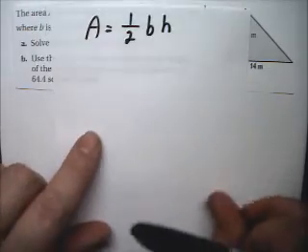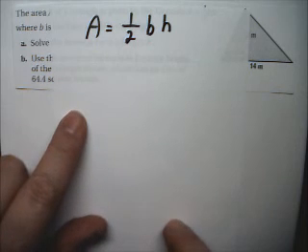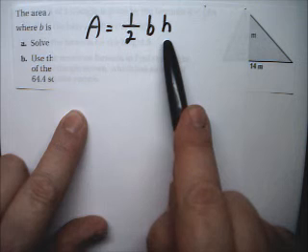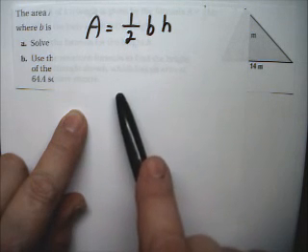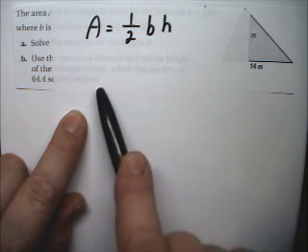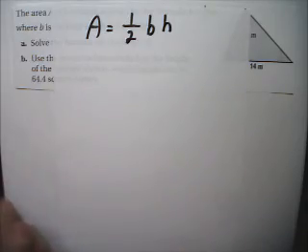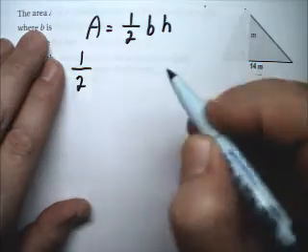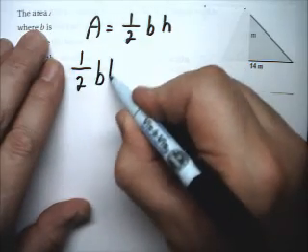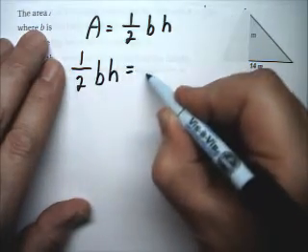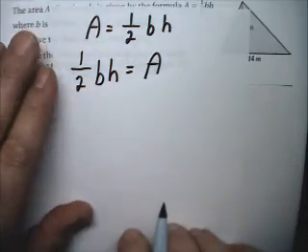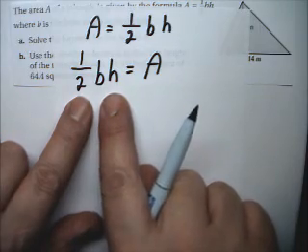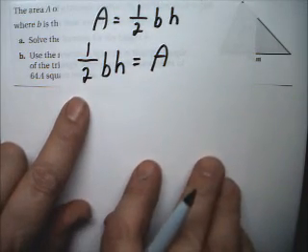I've got area is equal to 1/2 base times height, and we have to get this as h equals. The book just continues with it the way it is, and it gets h on this side equals. I find that my students have an easier time with it if they just rewrite it. 1/2 base times height equals area. Okay? Now I've got the h on the left side, and I can get h equals.